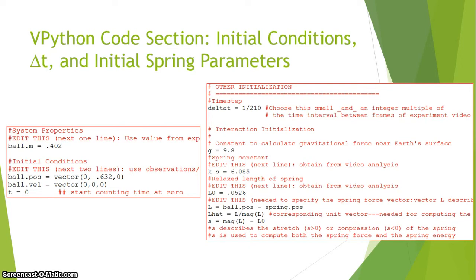First, one must set the mass of the object equal to 0.402 kilograms and the appropriate position of the spring equal to negative 0.632 meters. Next, the delta t time step must be set to a value much smaller than the time in between frames. As you recall, Ks is equal to 6.085 and L naught is equal to 0.0526. S is determined by the subtraction of L naught from the magnitude of L each time through the loop.